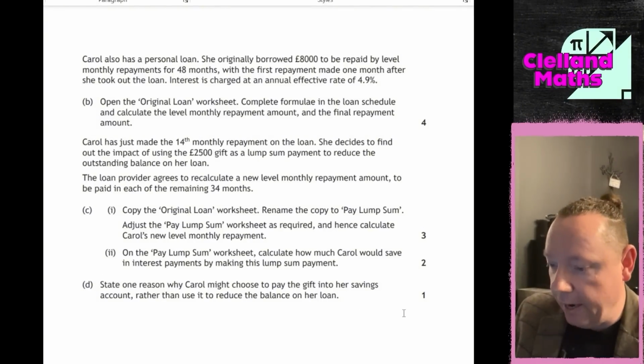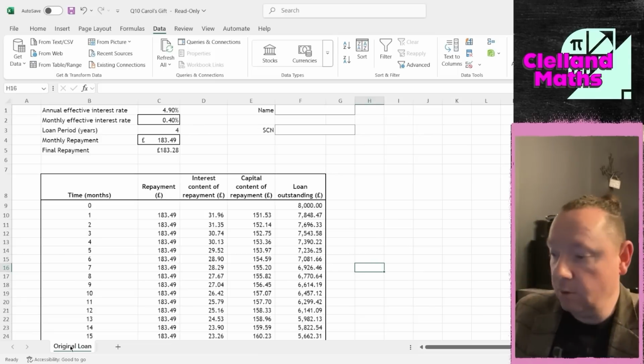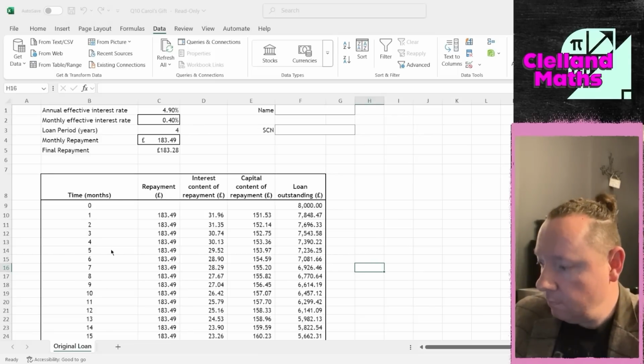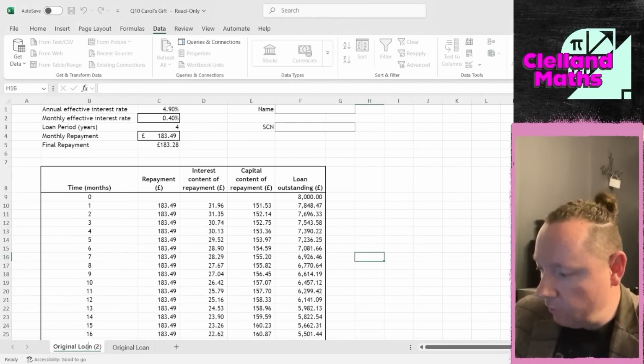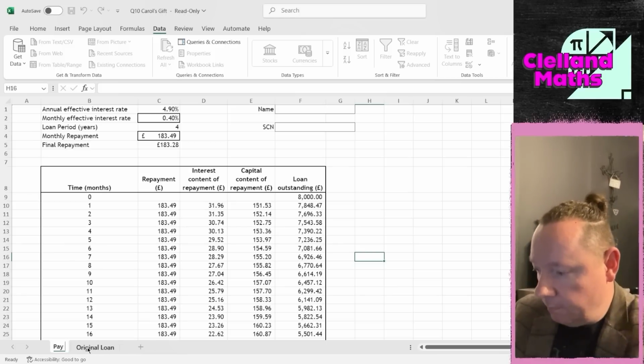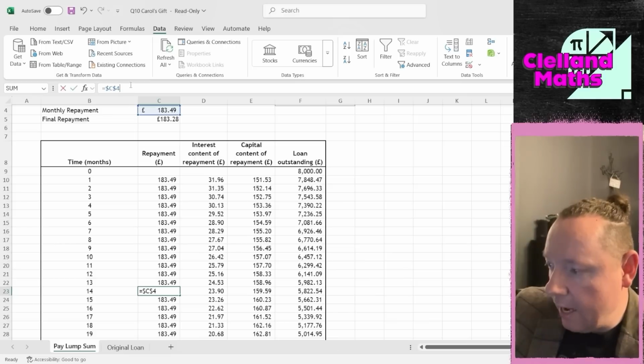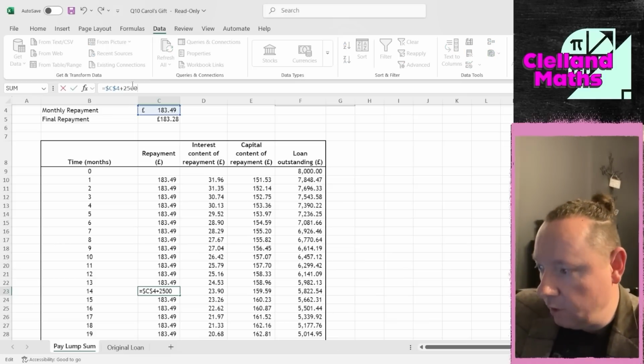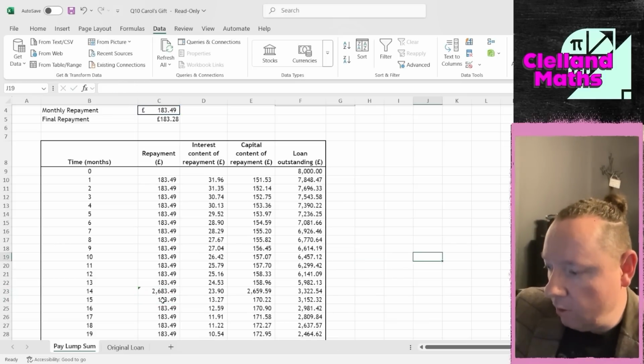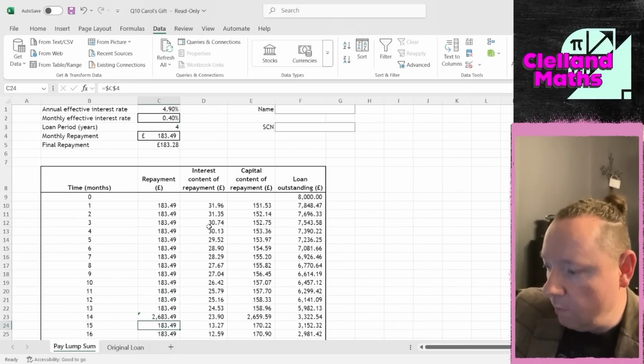So let's go ahead and look at our Excel. So let's copy this over. We're going to make a copy, it says. So this is called Pay Lump Sum. Now it's after the 14th payment. So I'm going to add 2,500 in at this point. So now I'm going to have to goal seek this. So I'm going to have to do a new monthly repayment for all of that.